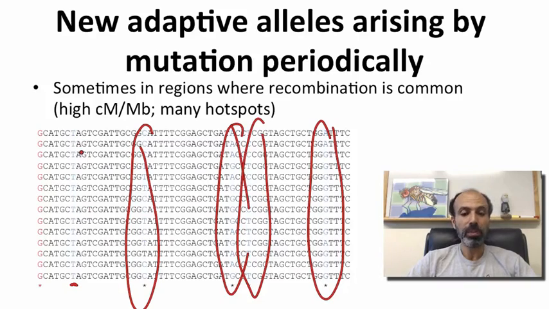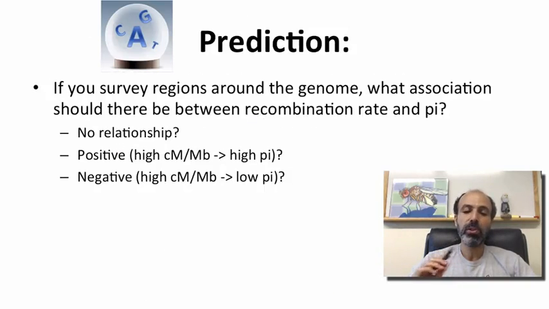So we can generate a prediction. Our prediction is if you survey regions around the genome, then you should be able to find some sort of association between recombination rate and pi.